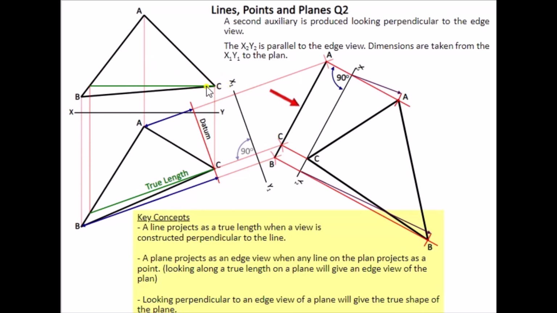So first, take a horizontal line in elevation. The reason for horizontal is when you draw it in plan, it's going to be a true length. Then look along our true length, see our triangle as an edge, and then look at 90 degrees to that edge view to see the true shape. So this is the true shape of this triangle.